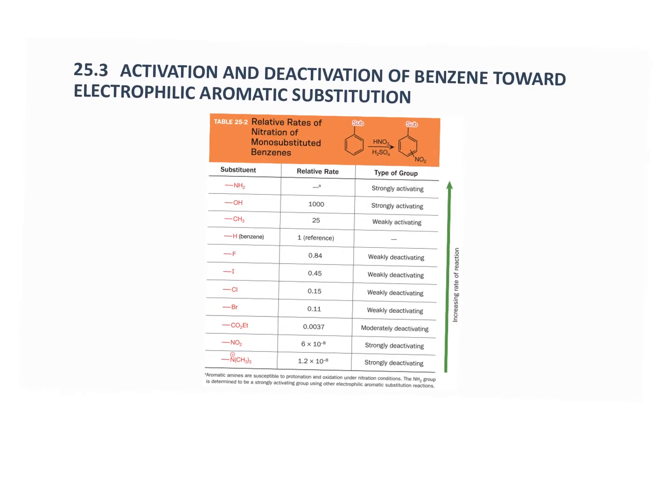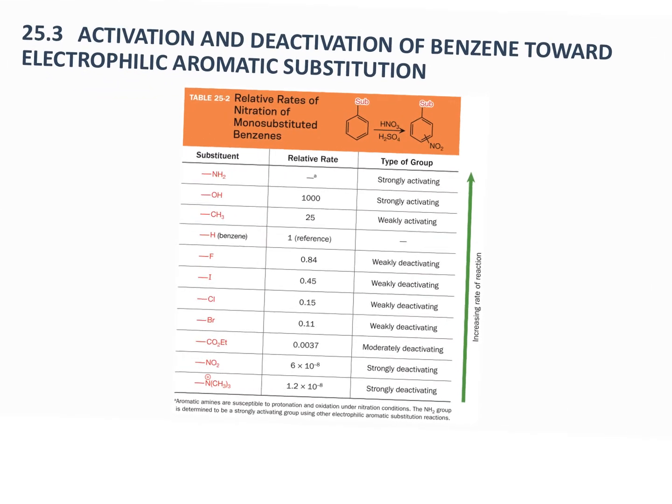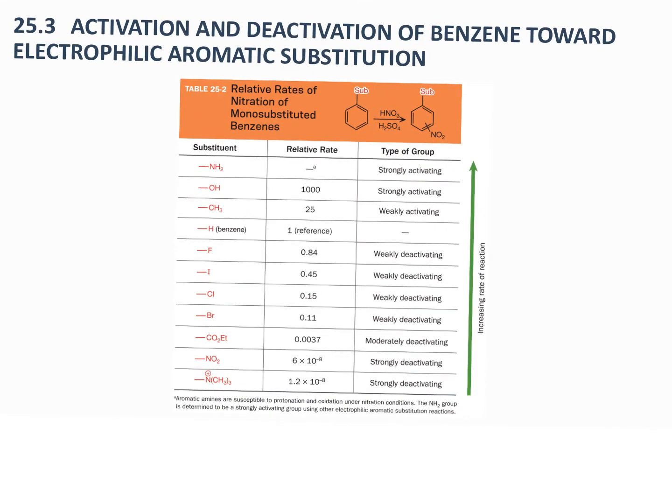Now, the discussion to this point in the chapter has focused on how substituents affect the rates of formation of the ortho, meta, and para products relative to each other for a single electrophilic aromatic substitution reaction. We haven't discussed how substituents affect the overall rate of the electrophilic aromatic substitution reaction. And what I mean by that is the rate of disappearance of the substituted aromatic reactant relative to the unsubstituted benzene.